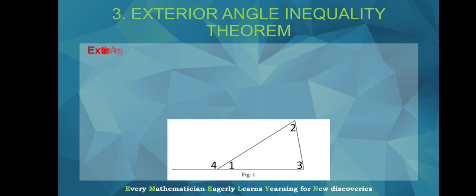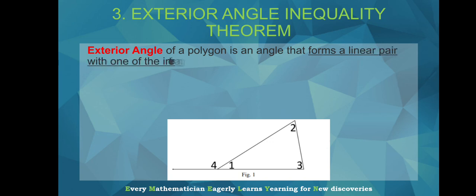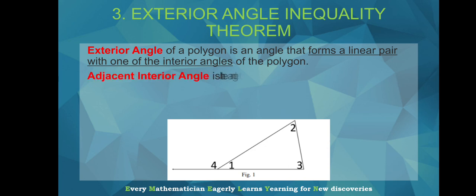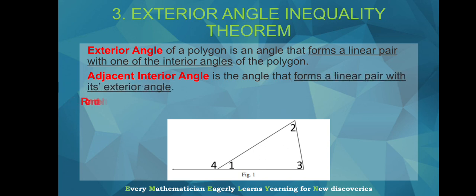Let us first define exterior angle, adjacent interior angle, and remote interior angles, as we can use these concepts in our lesson. When we say exterior angle of a polygon, it is an angle that forms a linear pair with one of the interior angles of the polygon. In a triangle, there are three exterior angles formed when a triangle side is extended.